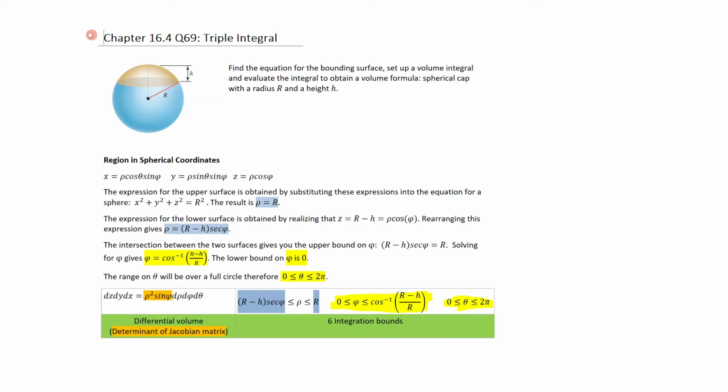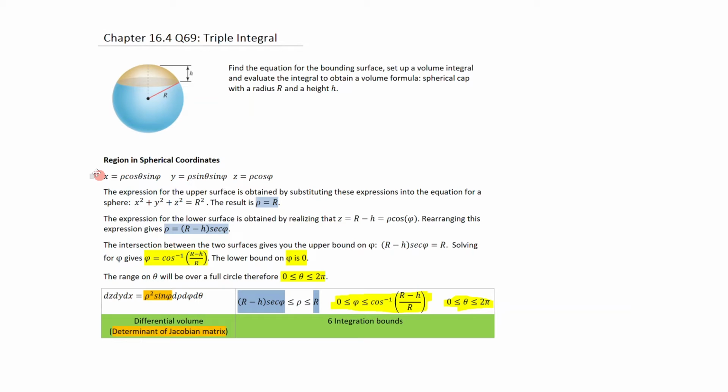All right, so let's take an example then of a triple integral to be computed in spherical coordinates, and this is question 69 from chapter 16.4 of the textbook, or basically reading assignment 3. Since we're dealing with spherical coordinates, the first thing to do is to write out the transformation equations for x, y, and z, which is basically done here.